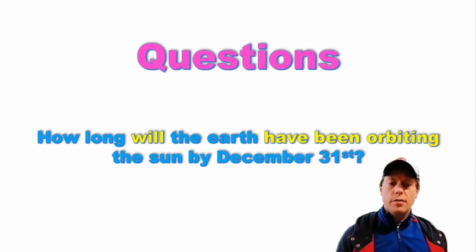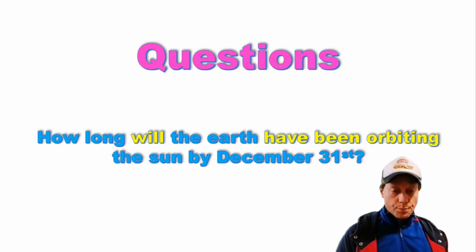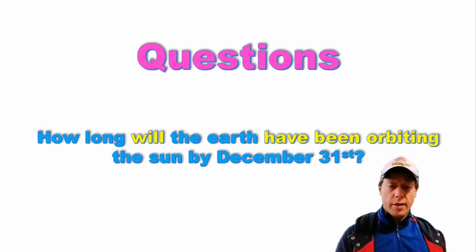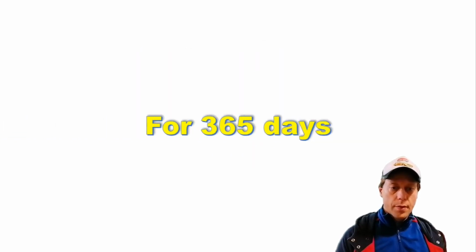Here are some questions just to check your knowledge of the concepts. How long will the Earth have been orbiting the Sun by December 31st? That's a future time period that's not finished. And the function of the sentence and the question is to determine the total amount of time. So we're going to quantify the total amount of time into the future, and we're focusing on the end of the time period, which is December 31st. For 365 days is the total amount of days, or the total quantity of time.